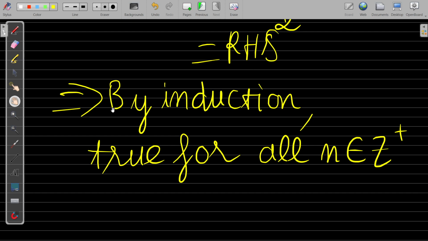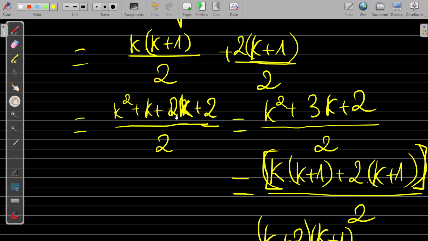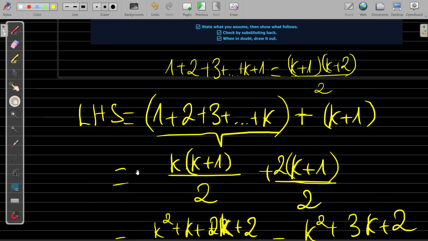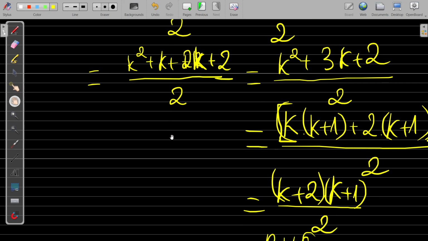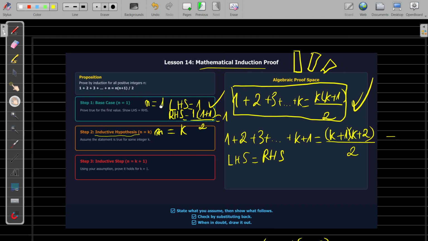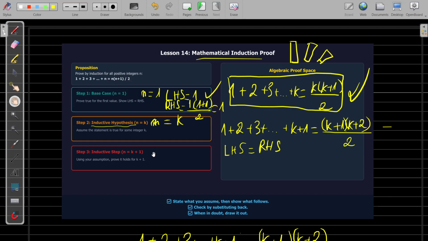You do also need to write out by induction, true for all that. It's a little bit annoying, yes, but you should show every substitution, every common denominator, every factoring step to gain maximum points. And even if you don't want maximum points, even if you show parts of the algebra, you get some points. That should be fine. So it's a 3-step process. The base case, then assuming for k, and proving for k plus 1. State what you assume, and then show what follows.